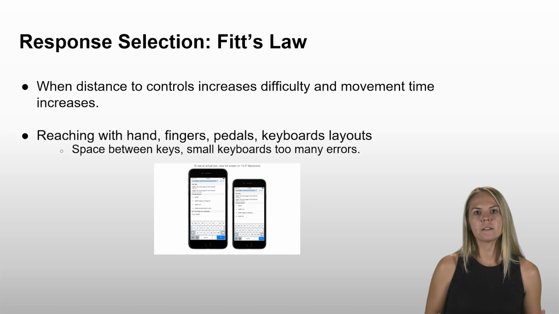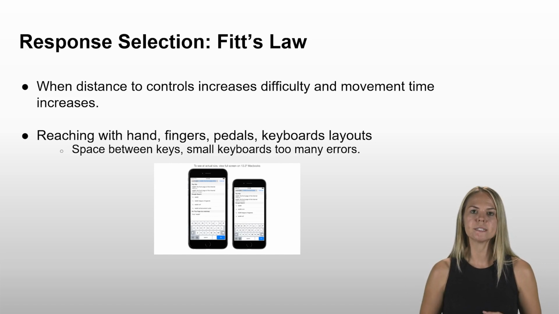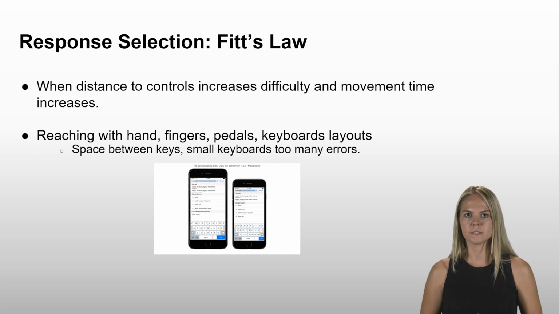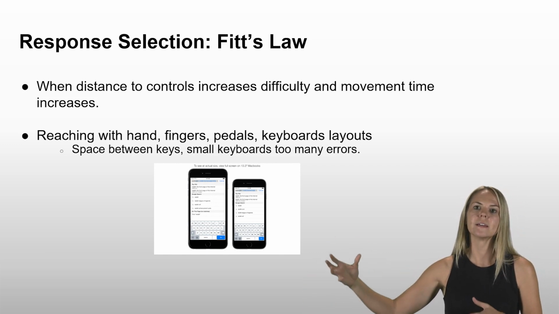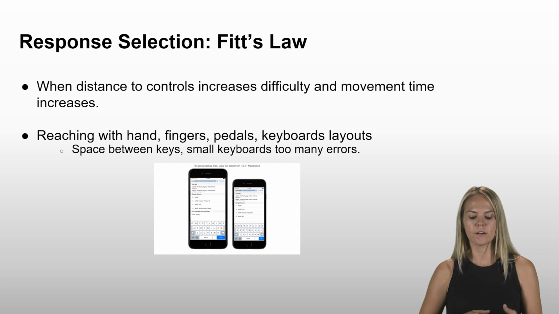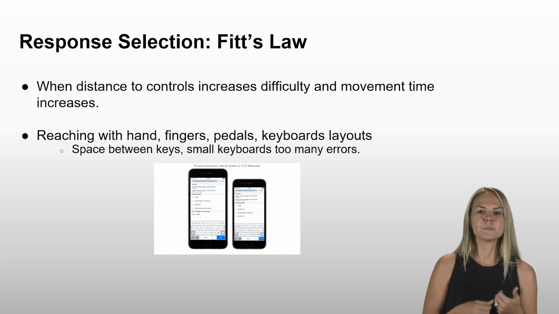With response selection, there is Fitts law, which we take into account. The concept of Fitts law is that when the distance to the controls increases, the difficulty and movement time also increase. So if it's further away from me, it's going to take longer and it might be more difficult to get to it to make the correct decision. We have to consider the distance between our fingers on a keyboard on different phones. The space between the keys, based on the size of the phone, has a slightly different layout for your thumbs, and the spacing matters.